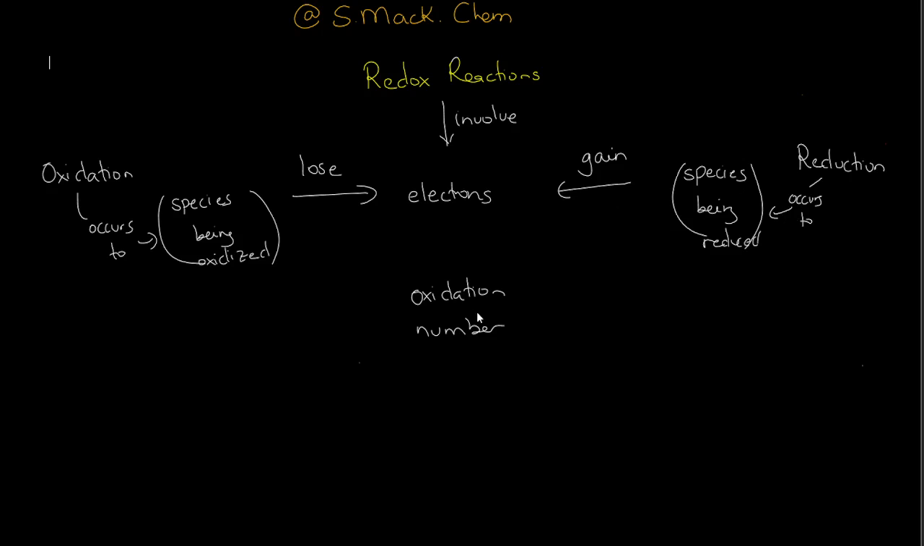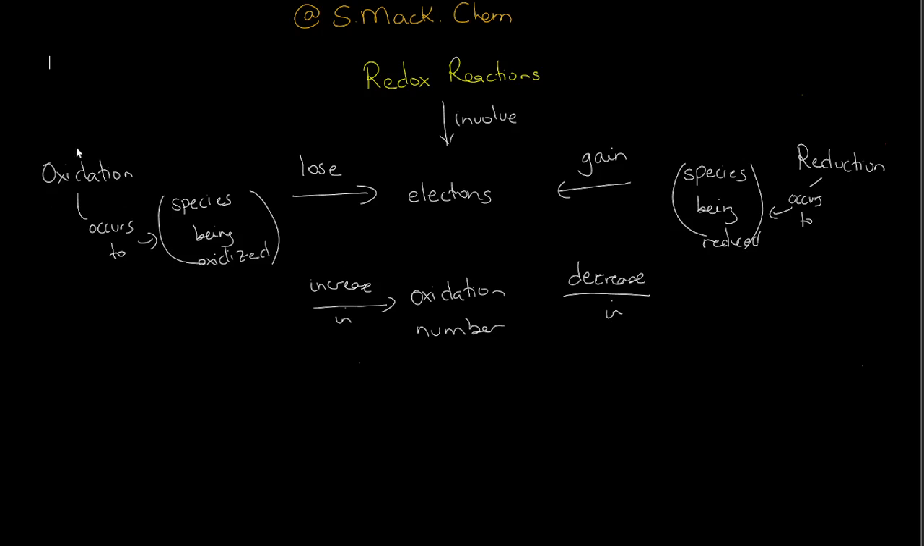Now let's look at what this means in terms of oxidation number. If oxidation occurs to the species being oxidized, what happens to its oxidation number? We say that the species being oxidized is going to increase in oxidation number. And on the right here, referring to reduction, where we say reduction occurs to the species being reduced, the species being reduced will decrease in oxidation number.